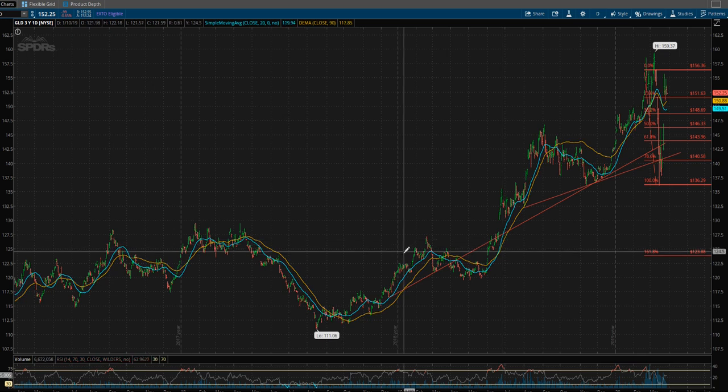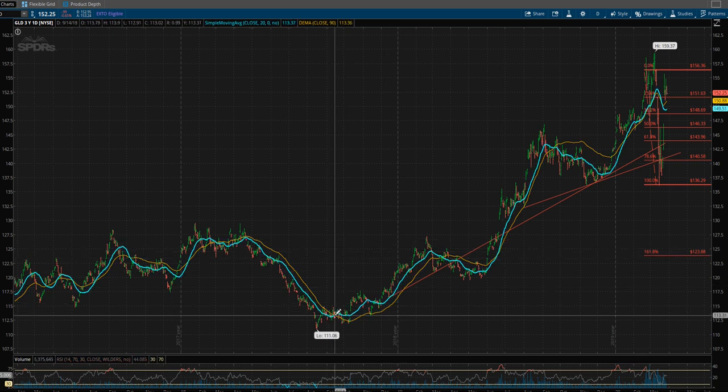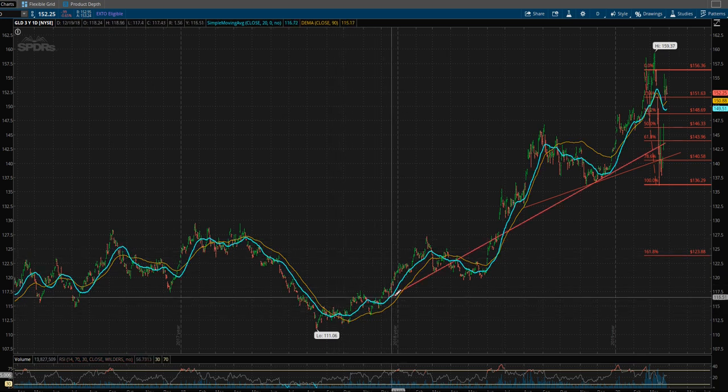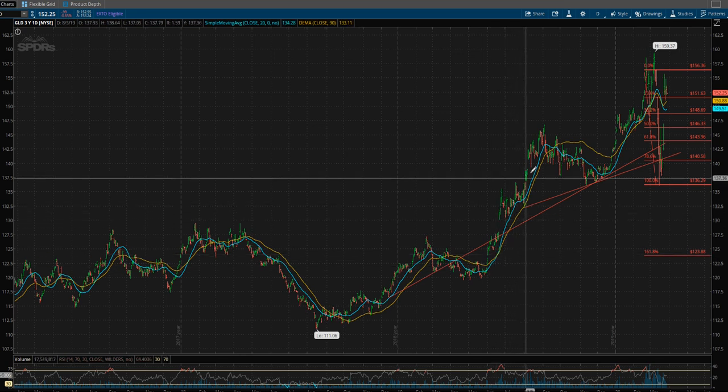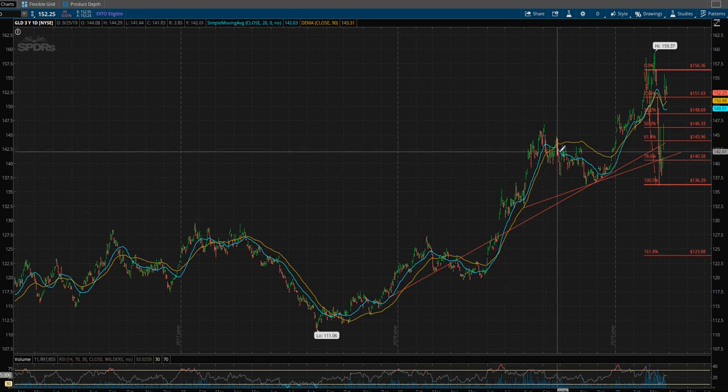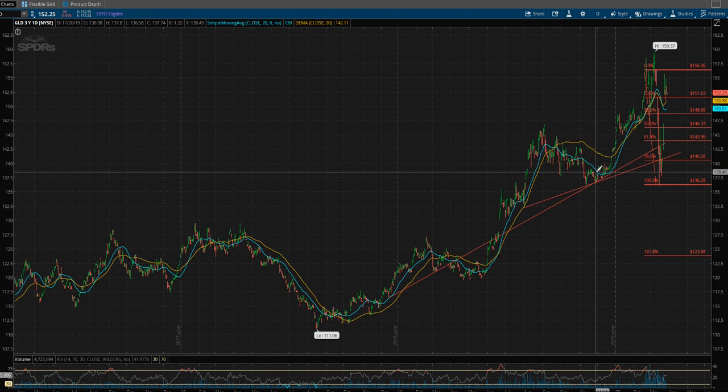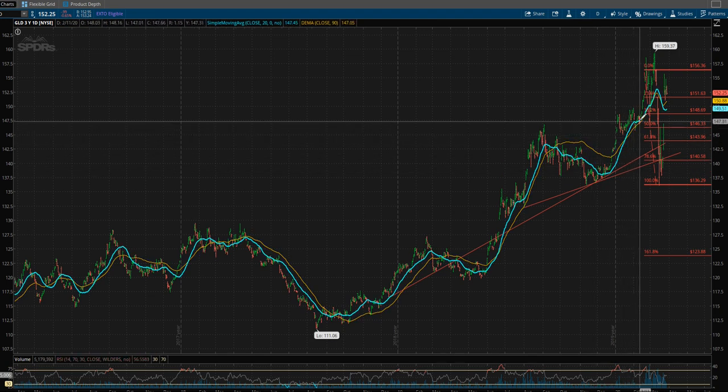So short-term moving average crossing over the longer term, we have a nice move to the upside. Short-term moving average crossing below the longer term, we either have a sideways to down movement or a sharp movement down. Here's a crossover to the upside, obviously the continuation move. Crossover, we have another downtrend here, not abrupt, but you get the picture. Crossover to the upside, a little tap.